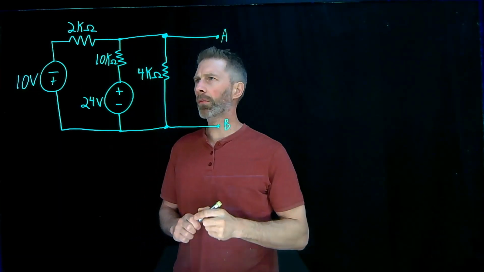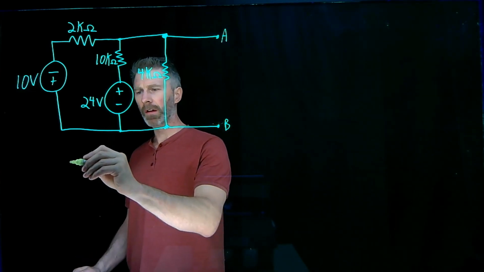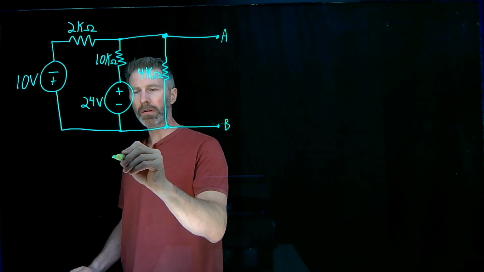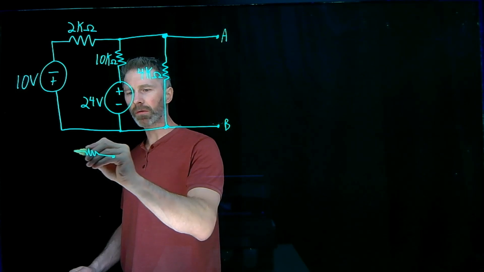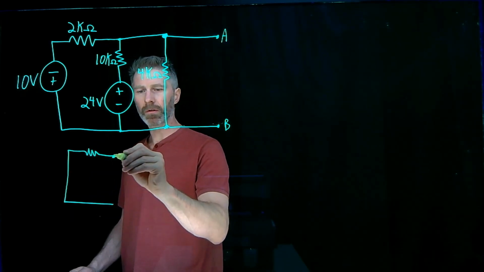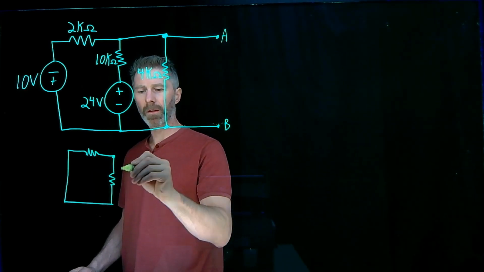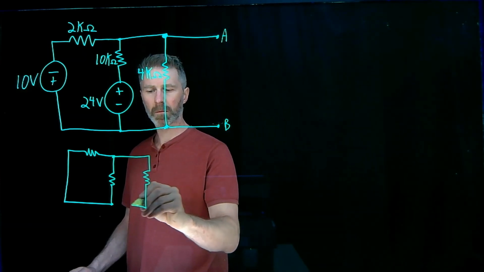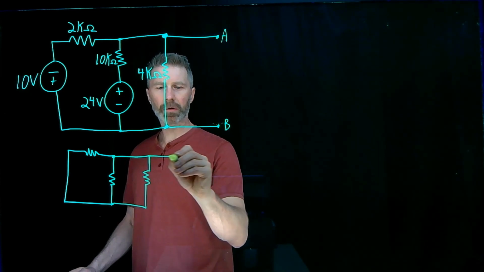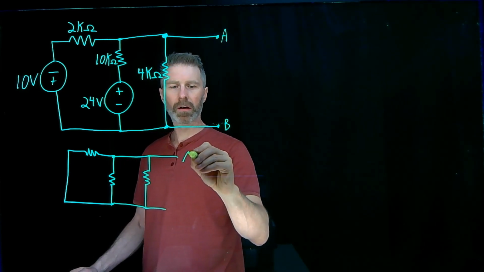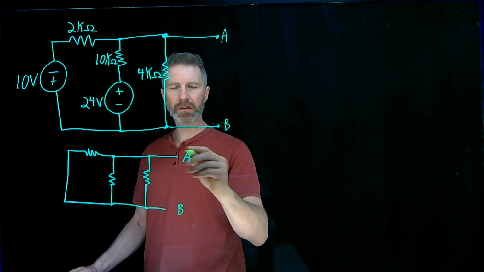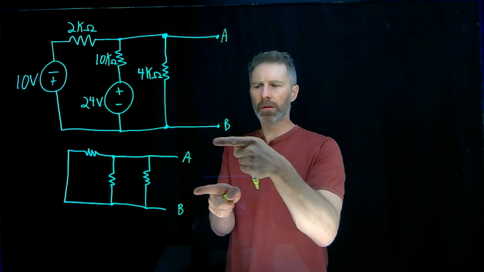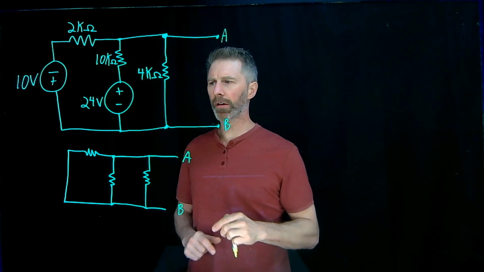So actually, I'm just going to redraw the circuit. So the new circuit with the shorted sources looks like this. And with that redrawn circuit, what we're going to be doing is finding the resistance between A and B. So basically, it's the resistance seen looking into the circuit there.